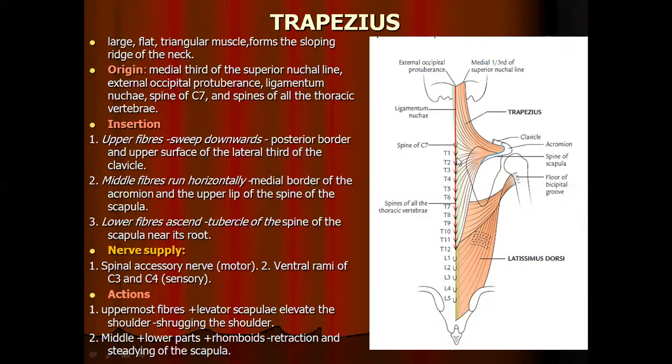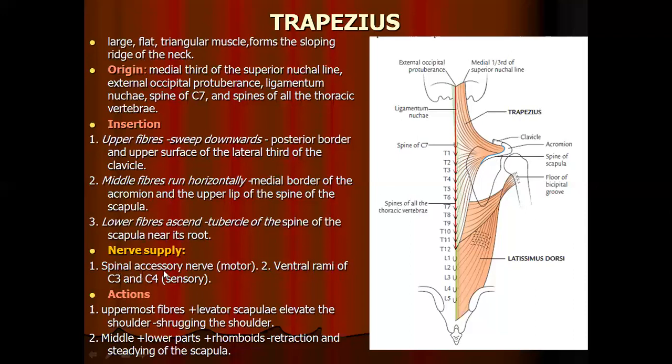Now these are the middle fibers which are running horizontally, to the medial border of the acromion and upper lip of the spine of the scapula. This is the upper lip of the spine of the scapula. Now coming to the lower fibers, these are running upwards towards the tubercle. Here we will have the tubercle, right? If you remember the scapula bone. Tubercle of the spine of the scapula near its root. Okay, here. So this is trapezius.